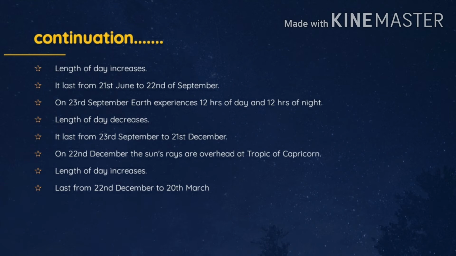Now, on 22nd December, the sun's rays are overhead at the Tropic of Capricorn. Now, the condition completely reverses in comparison to the position of the Earth on 21st June. That is, as we move away from the equator towards the South Pole region, we see that there is increase in the length of day as we move towards the South Pole region.